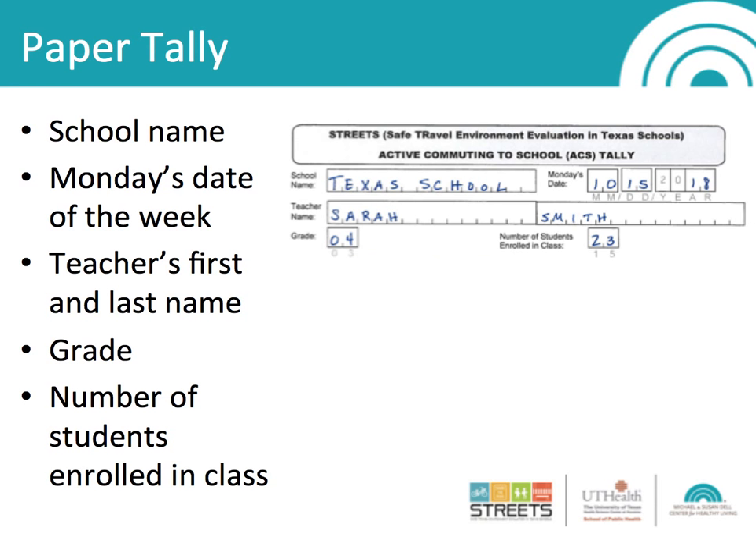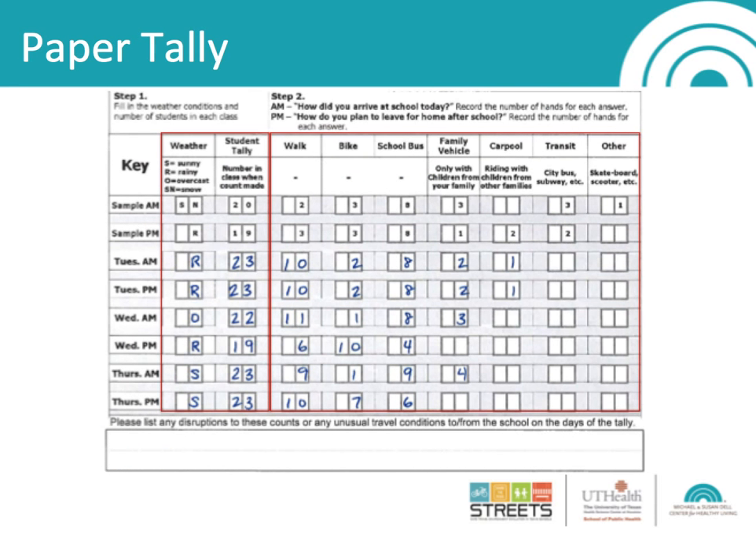For the paper option, the teacher will simply fill out the boxes at the top of the form indicating school name, Monday's date of the week that the tally was conducted, teacher's first and last name, grade, and the number of students enrolled in class. Here is a sample of a completed tally.